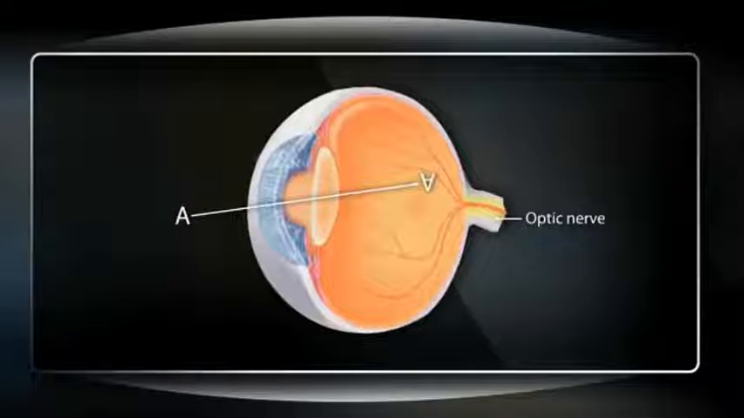To see an image, light reflected from the image must pass through the pupil and be focused on sensory neurons in the retina. The image, represented here by the letter A, is projected on the retina upside down and reversed left to right. Nerve impulses, stimulated by light, are conducted through the retina, optic nerve, and optic tract into the brain.